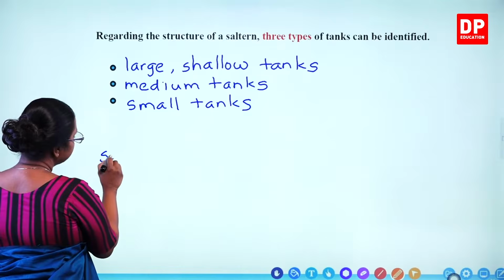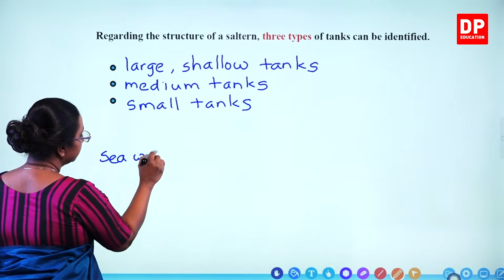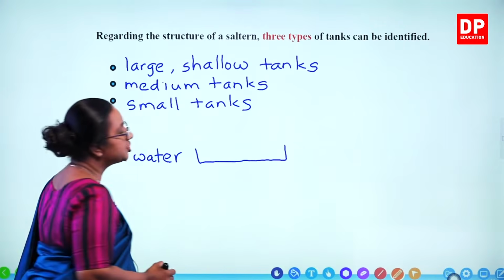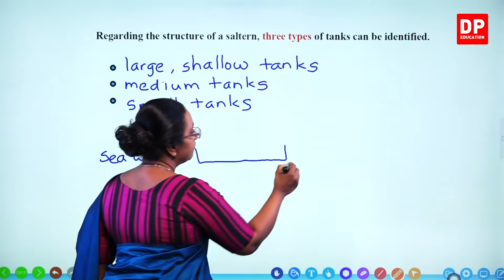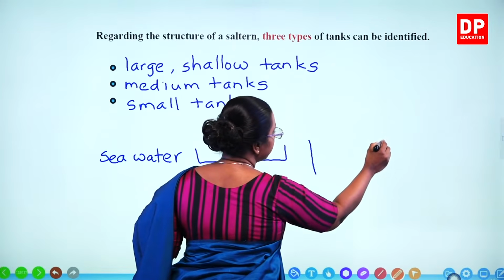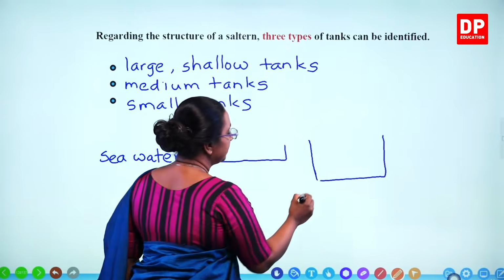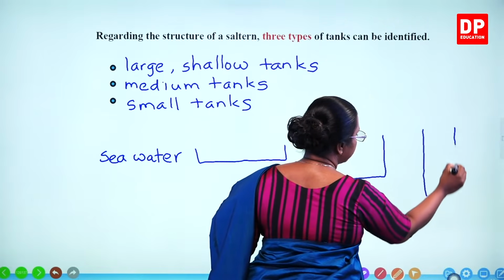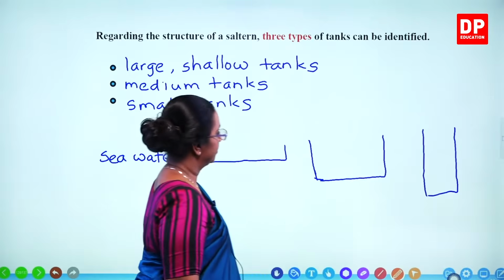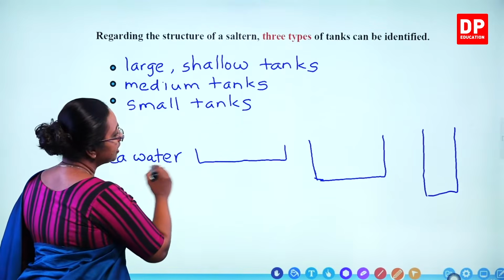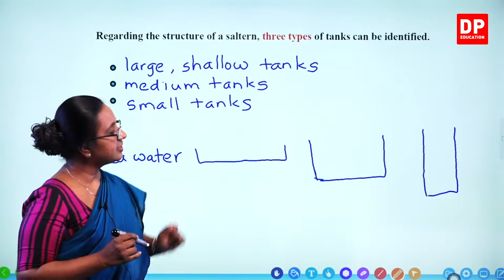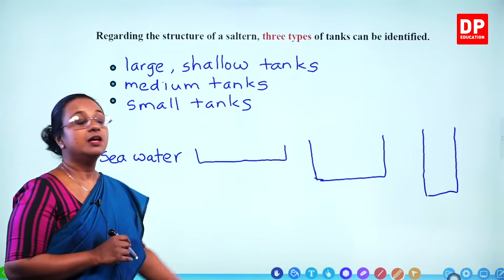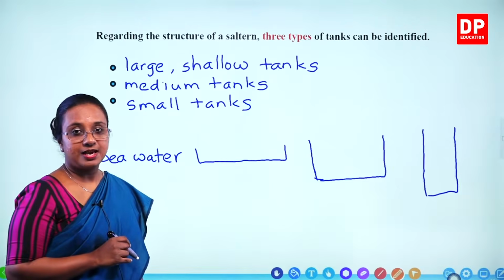So we have the sea water here. Then we have the broad, shallow tanks. Then from there, when you go to the next one, these are the medium tanks. And finally, we have the narrow tanks. So the first type, large, shallow tanks. Then the second type, medium tank. And finally, we have the small tanks.